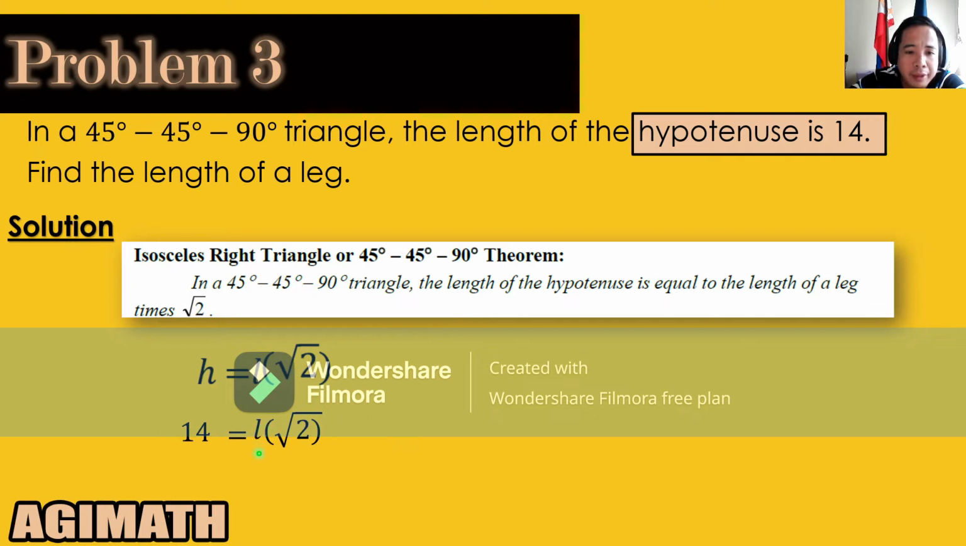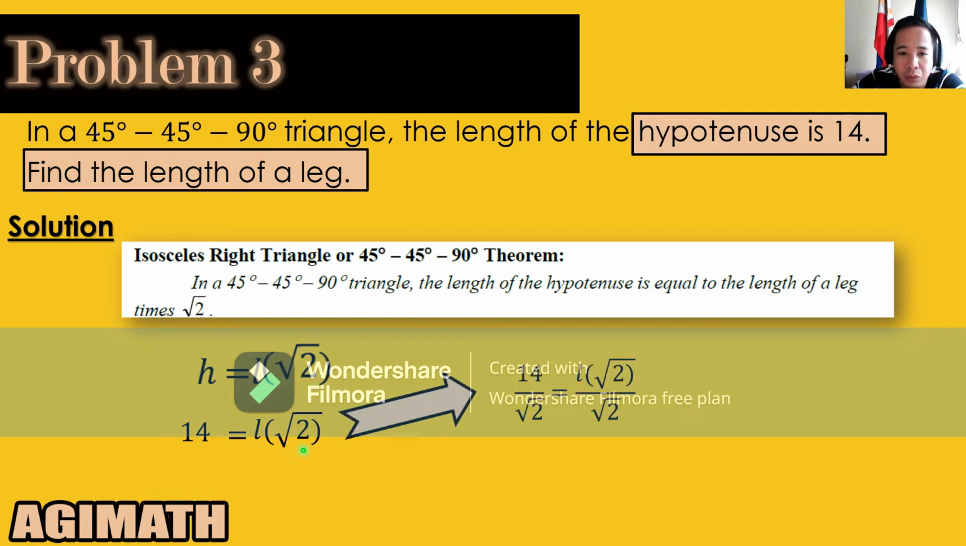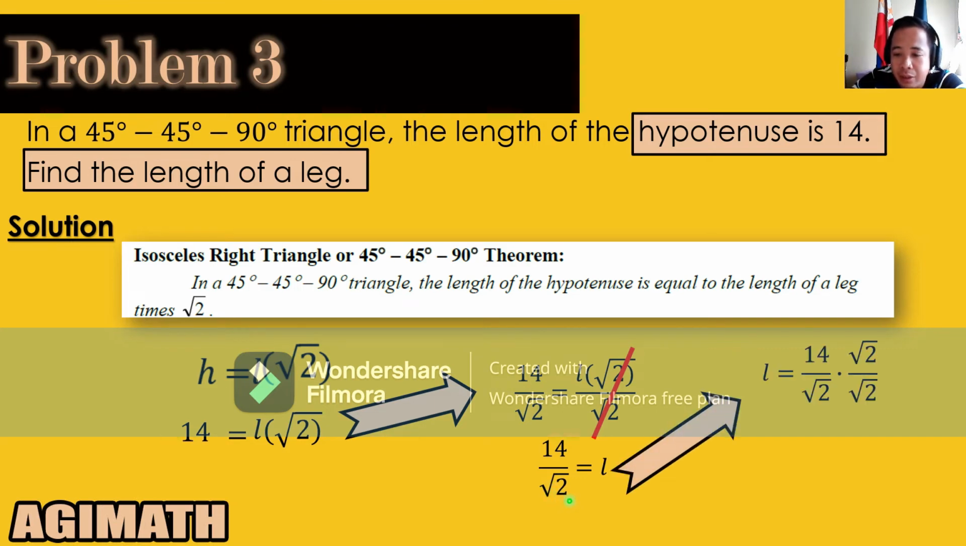To solve for L, we need to divide both sides by square root of 2. So we have dividing both sides by square root of 2. Of course, this will cancel. What is left is L is equal to 14 over square root of 2. And of course, it is not so beautiful to look at, so we need to rationalize. So we can have the length of the leg is equal to 14 over square root of 2 times square root of 2 over square root of 2.